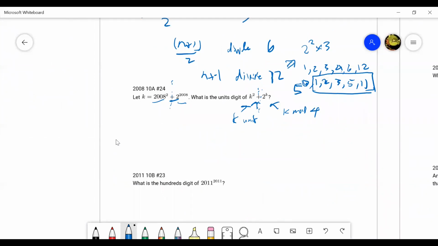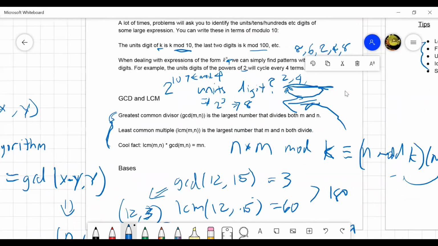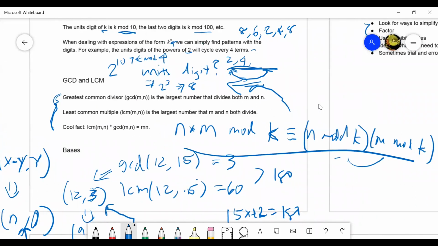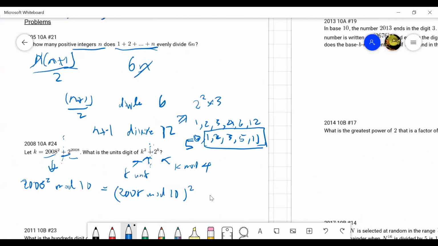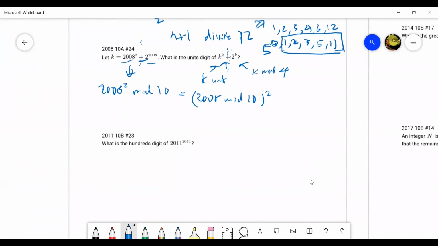All right, so first 2008 squared, this mod 10 is just equal to 2008 mod 10, squared. And this is from this thing I wrote here earlier. So using that, you can see that this is just 8 mod 10 squared, or 64. And that just means it's 4 mod 10. All right, that's just half of it.